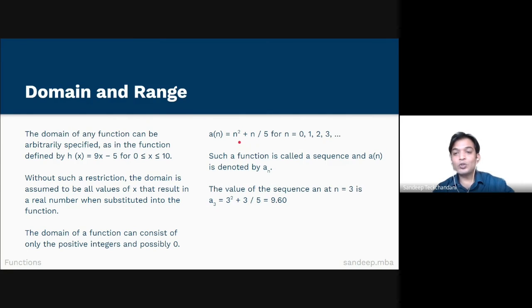If n is equals to 3, then n square is equals to 9. 3 upon 5 is equals to 0.6. Therefore, 9 plus 0.6 is equals to 9.6.